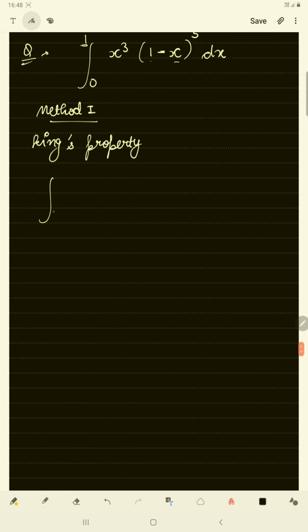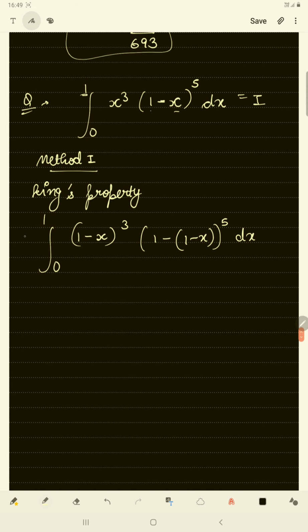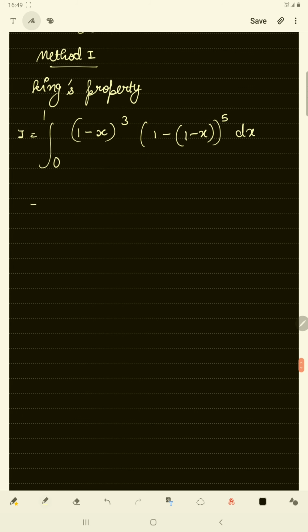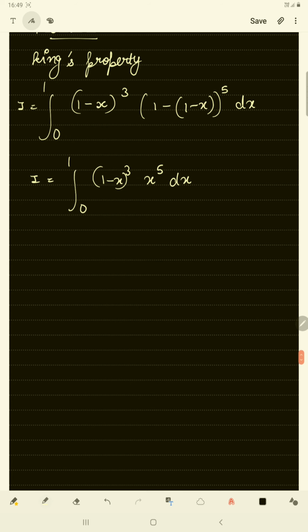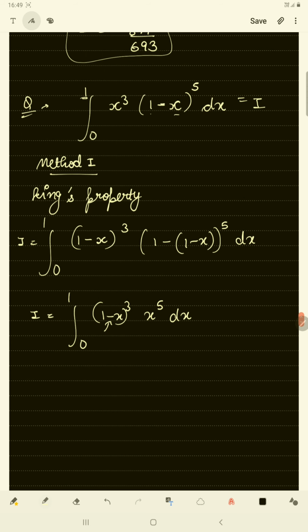So first we are going to use the King's property. Applying the King's property, we have (1 minus x) whole cube times x whole to the power 5 dx. Since this is equal to I, this is also equal to I. Now I is equal to the integral from 0 to 1 of (1 minus x) to the power 3, and solving this we get a positive x to the power 5 dx.